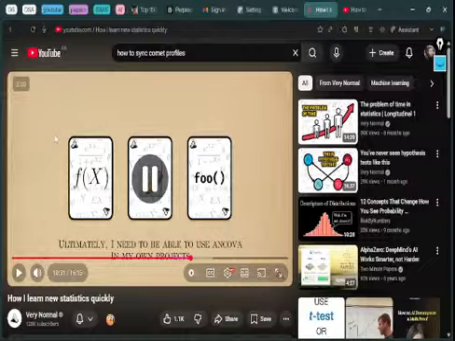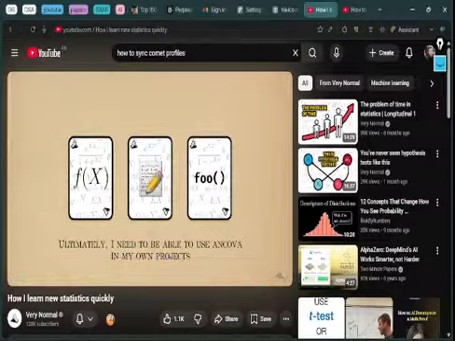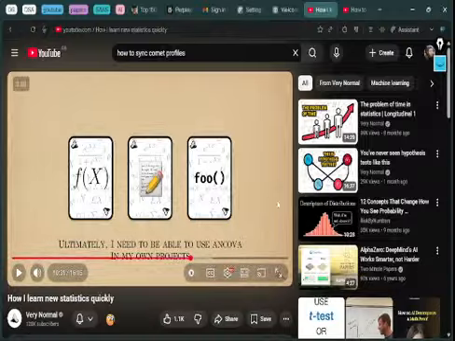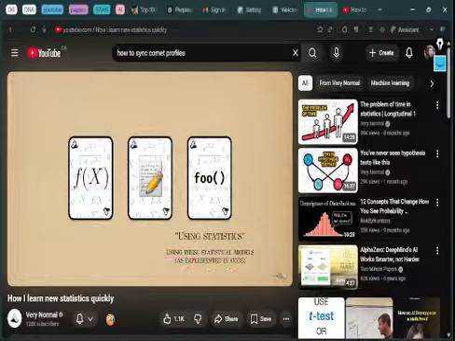Ultimately, I'm going to need to be able to use it in my own projects. So I need to be a statistics user. This means I need to be familiar with the statistical programming for ANCOVA.